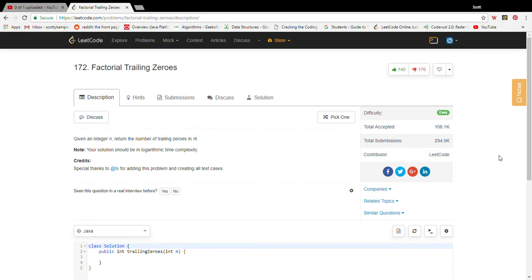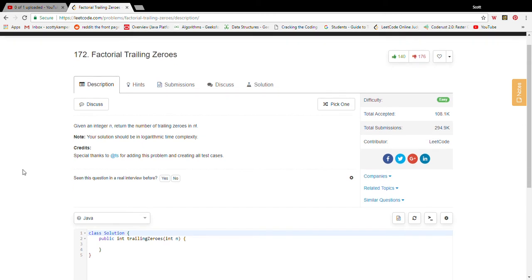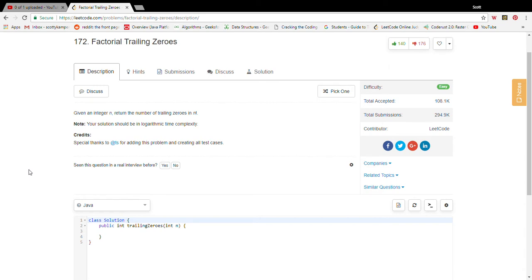The problem definition is we're given an integer n, and we need to return the number of trailing zeros in n factorial. Great, and everything, if we could just calculate n factorial straightforwardly, which we could do in linear time using dynamic programming. However, your solution needs to be logarithmic time complexity. So that kind of throws a kink in what we're going to do here. But the code is extremely short.